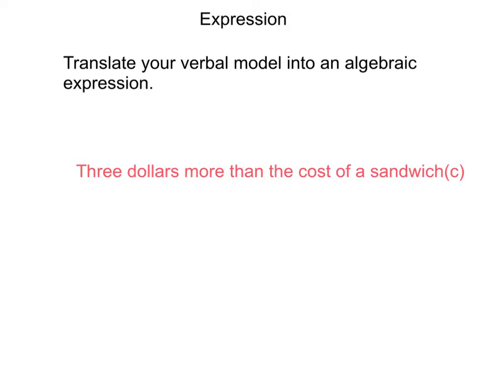The third step in translating phrases into algebraic expressions is the actual expression. In this step, you translate your verbal model into an algebraic expression. So we have $3, so we have our 3, more than, which we know is addition, and then the cost of the sandwich, which is C. When you write that all out, you end up with 3 plus C.